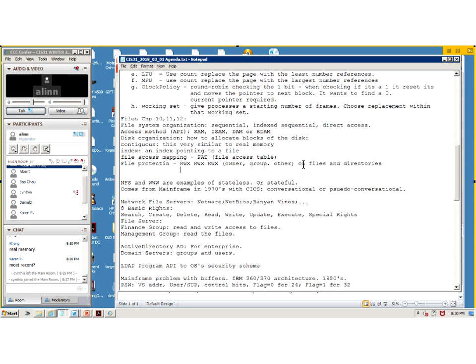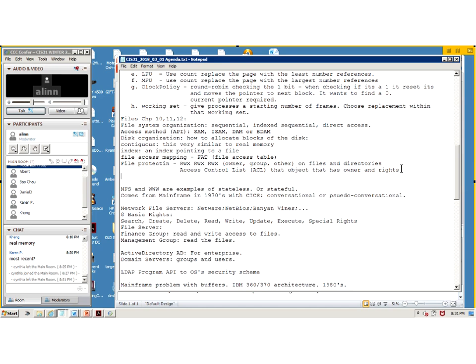That's one scheme. And there's an access control list, or ACL. It's an object that has owner and rights, what rights they have to that file, and has group as well. So this access control list keeps track of that. Protection, you're supposed to say protection.